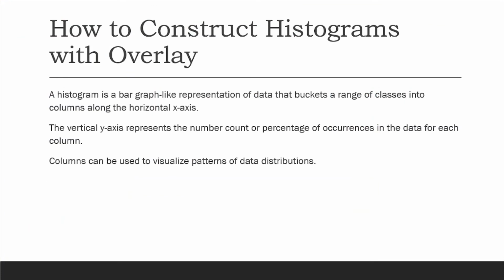How to construct histograms with overlay. A histogram is a bar graph-like representation of data that buckets a range of classes into columns along the horizontal x-axis. The vertical y-axis represents the number count or percentage of occurrences in the data for each column. Columns can be used to visualize the patterns of data distributions. Let us see an example of this.